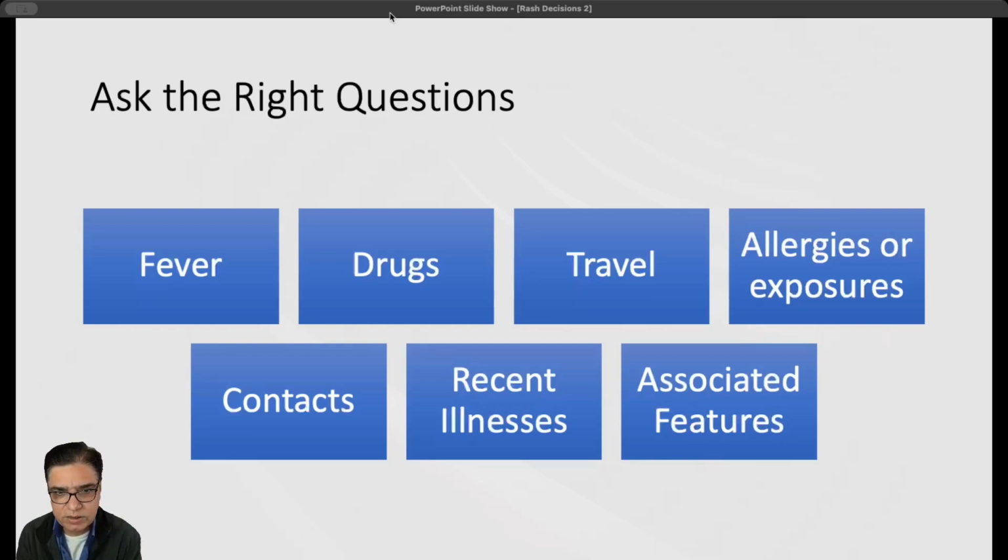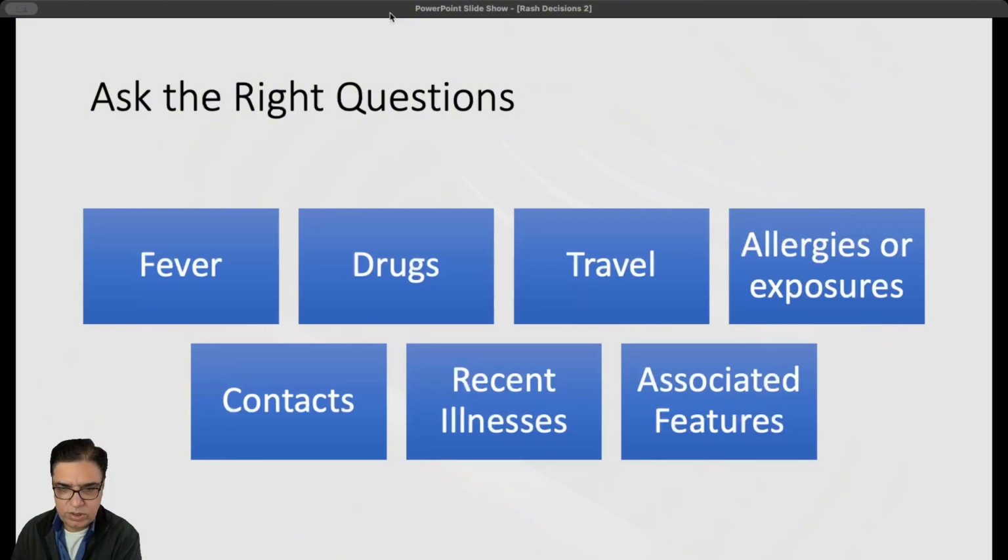So if there has been contact with someone else who had a similar rash, ask about the contact. Ask about recent illnesses in the last 1 to 2 months. If they had certain types of illnesses, sometimes these illnesses might lead to the appearance of rashes later on. So ask about any associated features.